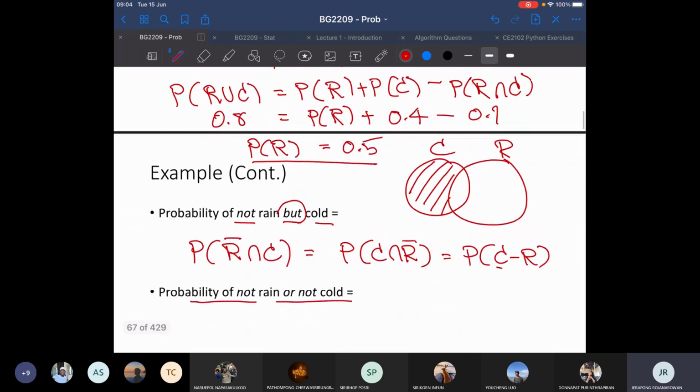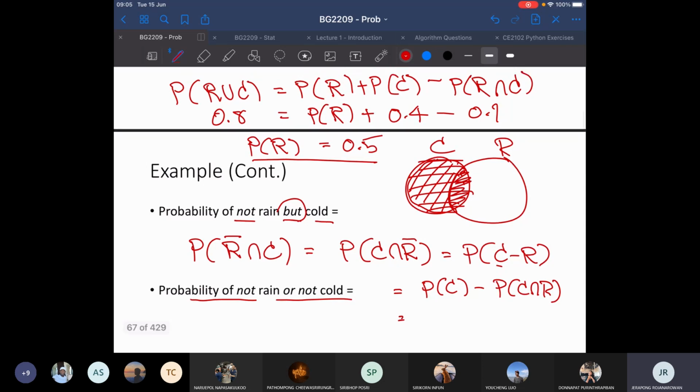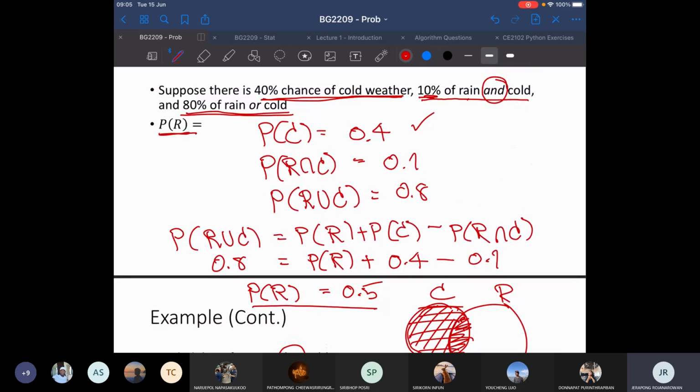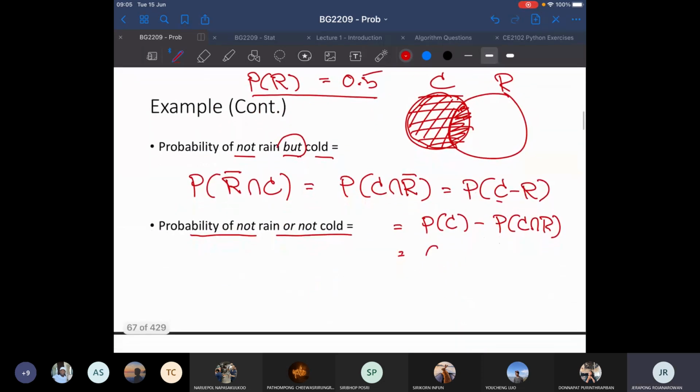In order to get this part, it's going to be P(C) minus P(C intersect R), right? According to the figure, P(C) is the whole thing here. You subtract only this part and then you get the required part, which is P(C minus R). P(C) is 0.4. P(C intersect R) is 0.1. So 0.4 minus 0.1, which is 0.3. Right, this is what you have to do.